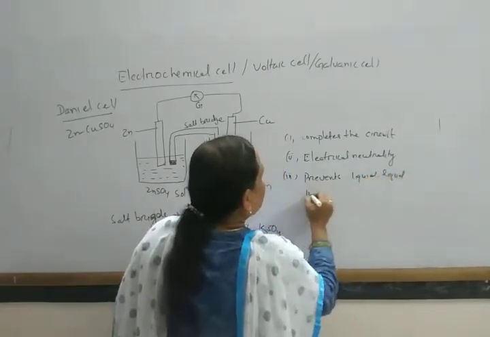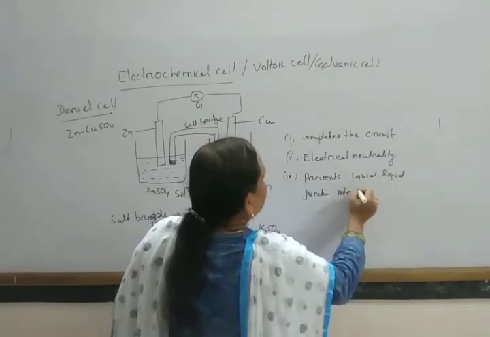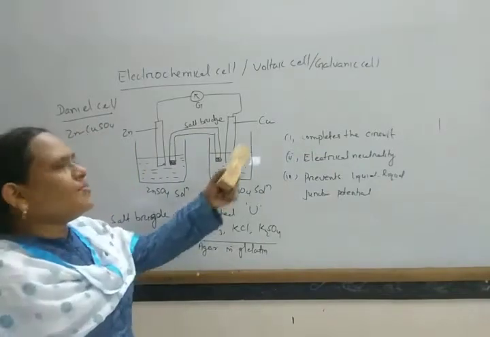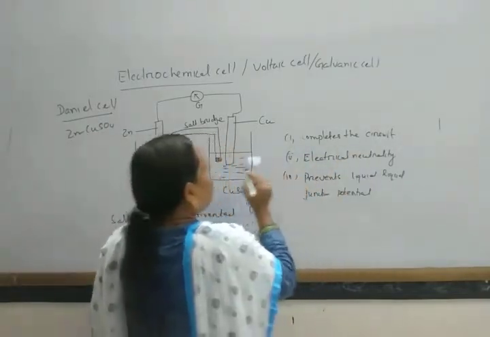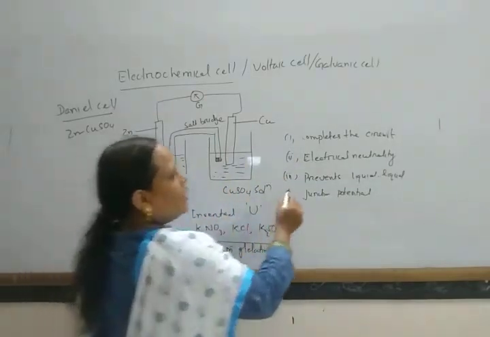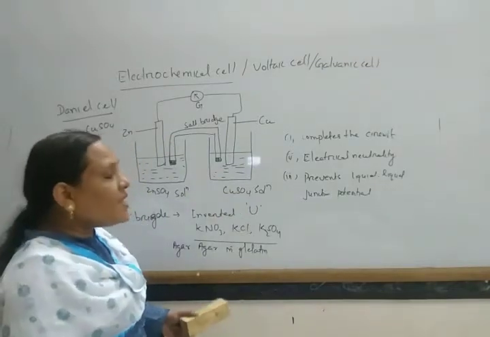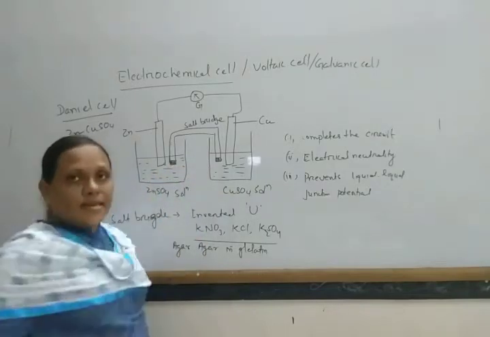Liquid junction potential. So these are the functions of a salt bridge. A salt bridge completes the circuit. It maintains the electrical neutrality of the cell and prevents liquid-liquid junction potential, the potential that develops due to the combination of two different electrolytes.